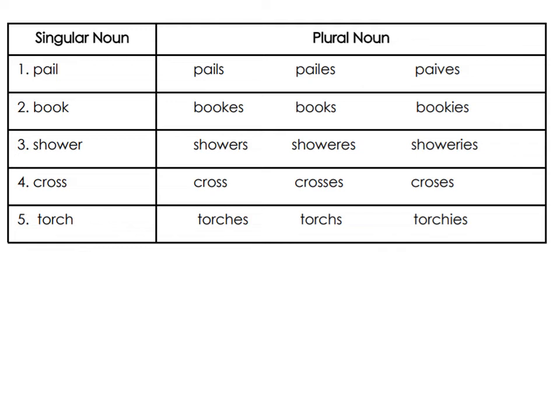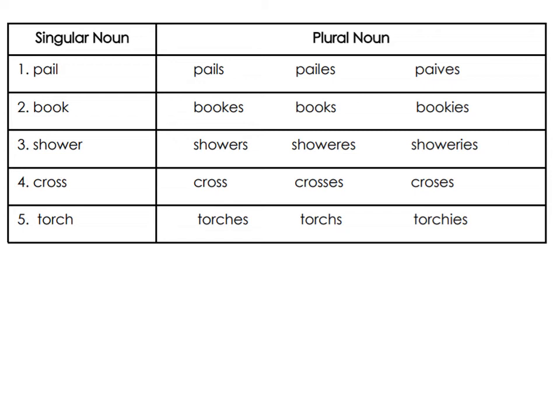Number 2, book. What could be the plural noun? Books or bookies? Number 3, shower. What would be the plural noun? Is it showers, showerers, or showeries? Number 4, cross: crosses. Number 5, torch: torches, torts, or torchies?